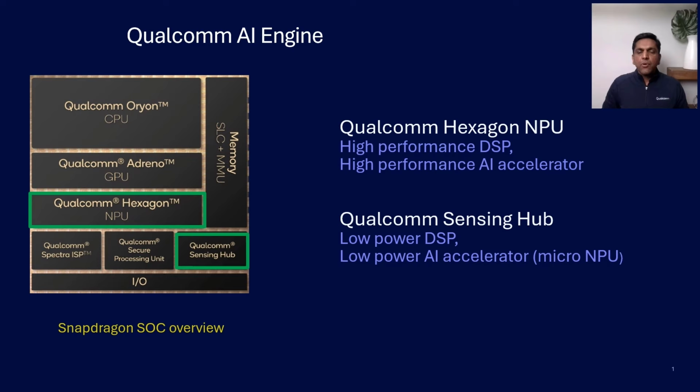Sensing Hub is ideal for always-on, ultra-low power applications. It includes a micro NPU to handle small models like keyword detection or basic sensor fusion, running 24/7 without waking up the main system. With Hexagon Support Package, developers can target both NPU and Sensing Hub seamlessly using model-based workflow.